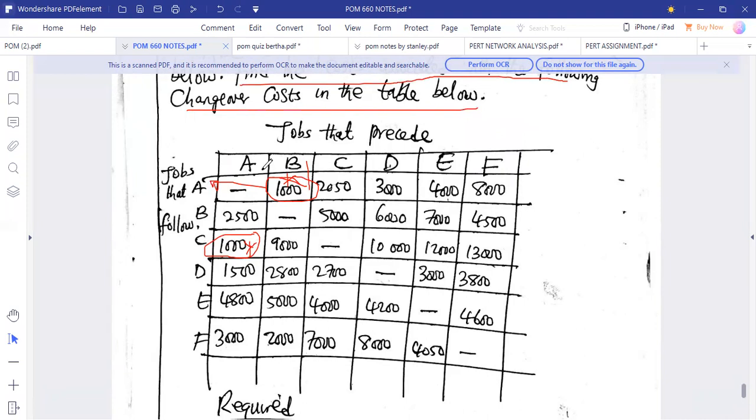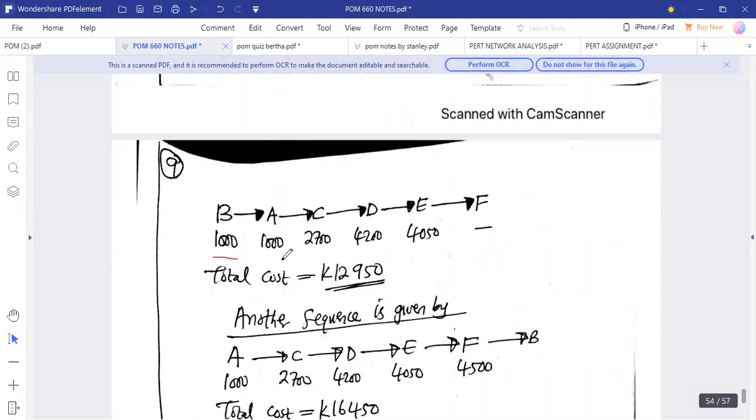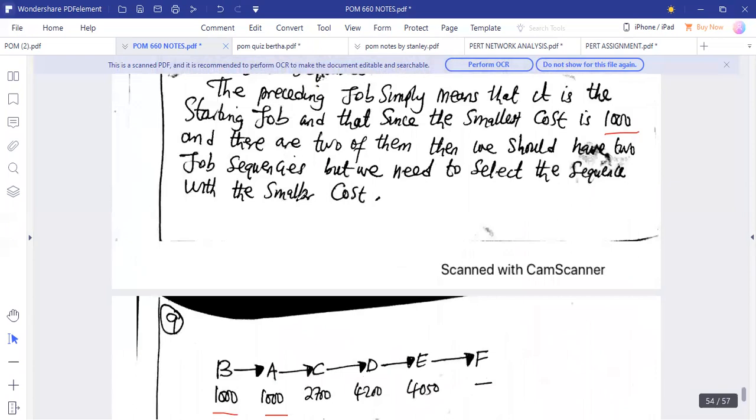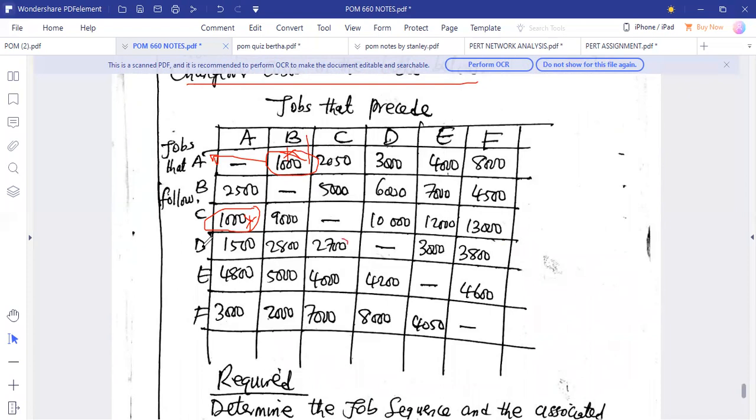Then A has now started because it has followed B. The smallest cost in this column for A is 1,000, so that 1,000 is this one. Then you go for C because this 1,000 is on C. Then C has started. The smallest in C is actually 2,050, but A has already been taken. So you build up to 2,007, and you go for D.